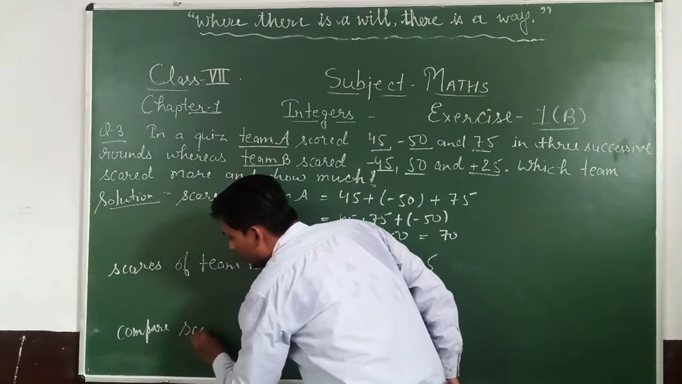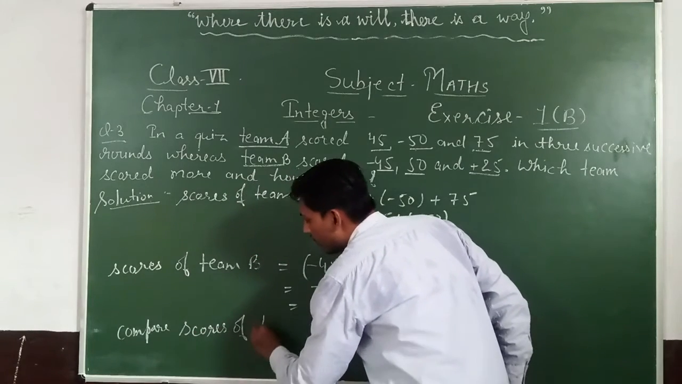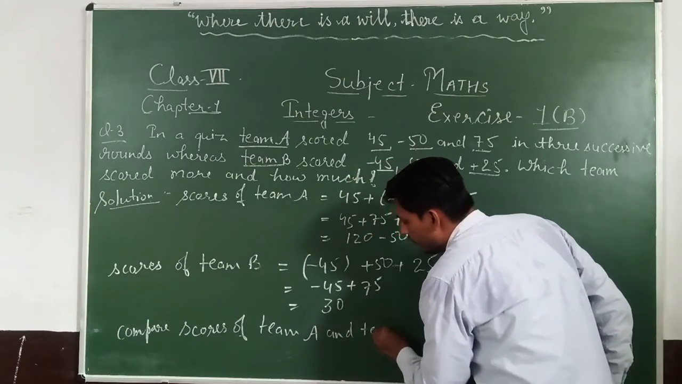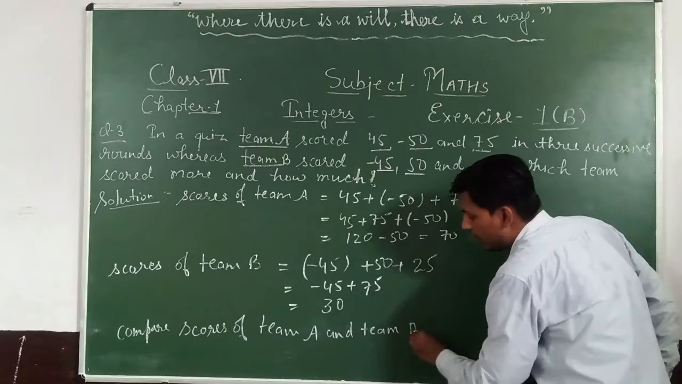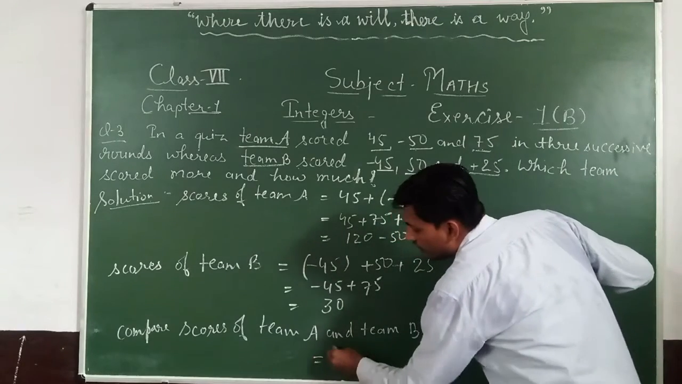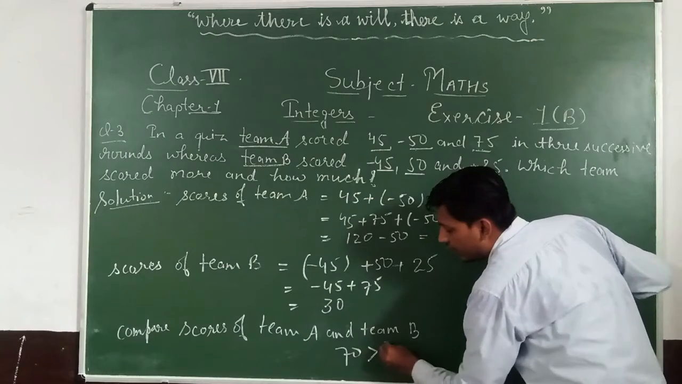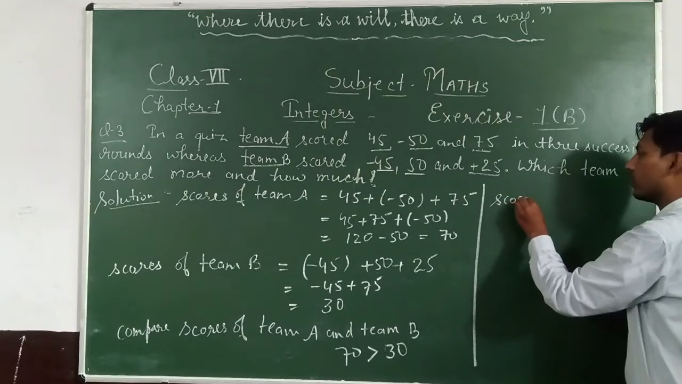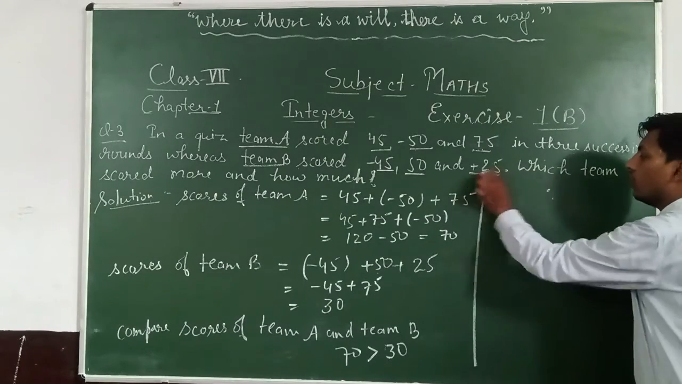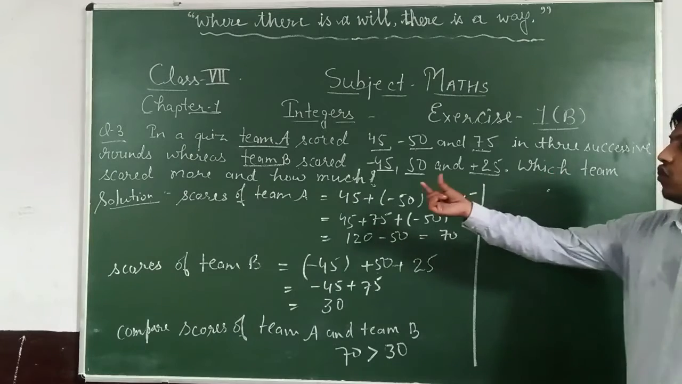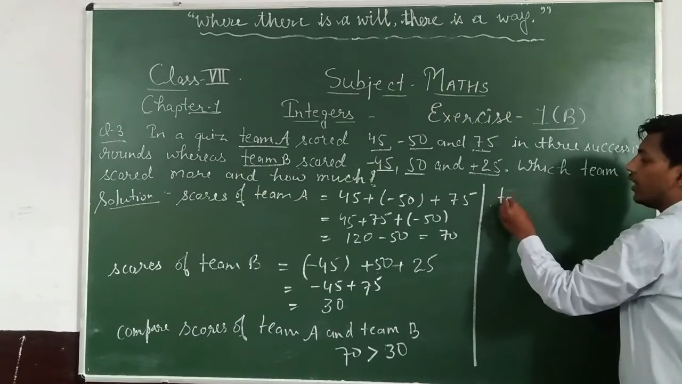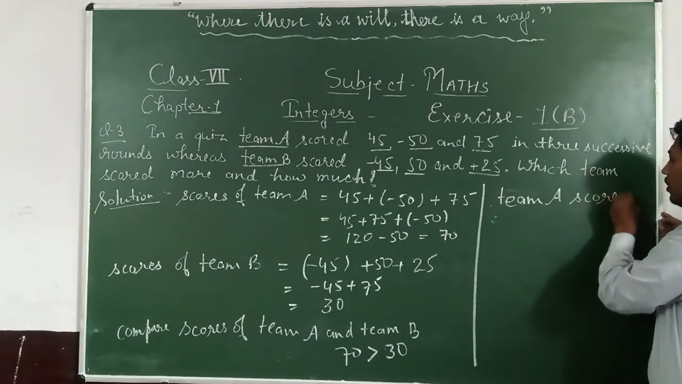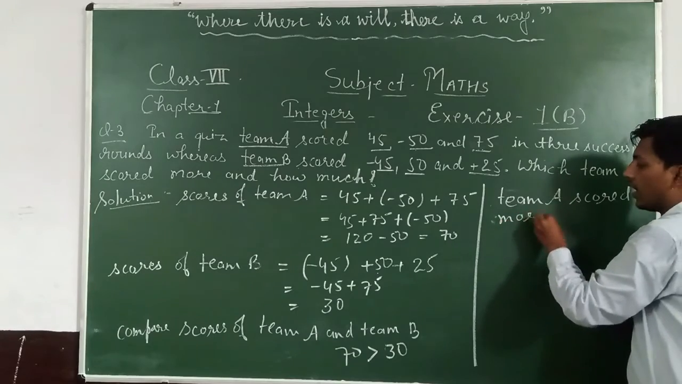Compare the scores of team A and team B, and we can say that 70 is greater than 30. So the score of team A is greater. Which team scored more? Team A scored more. This is our first answer.